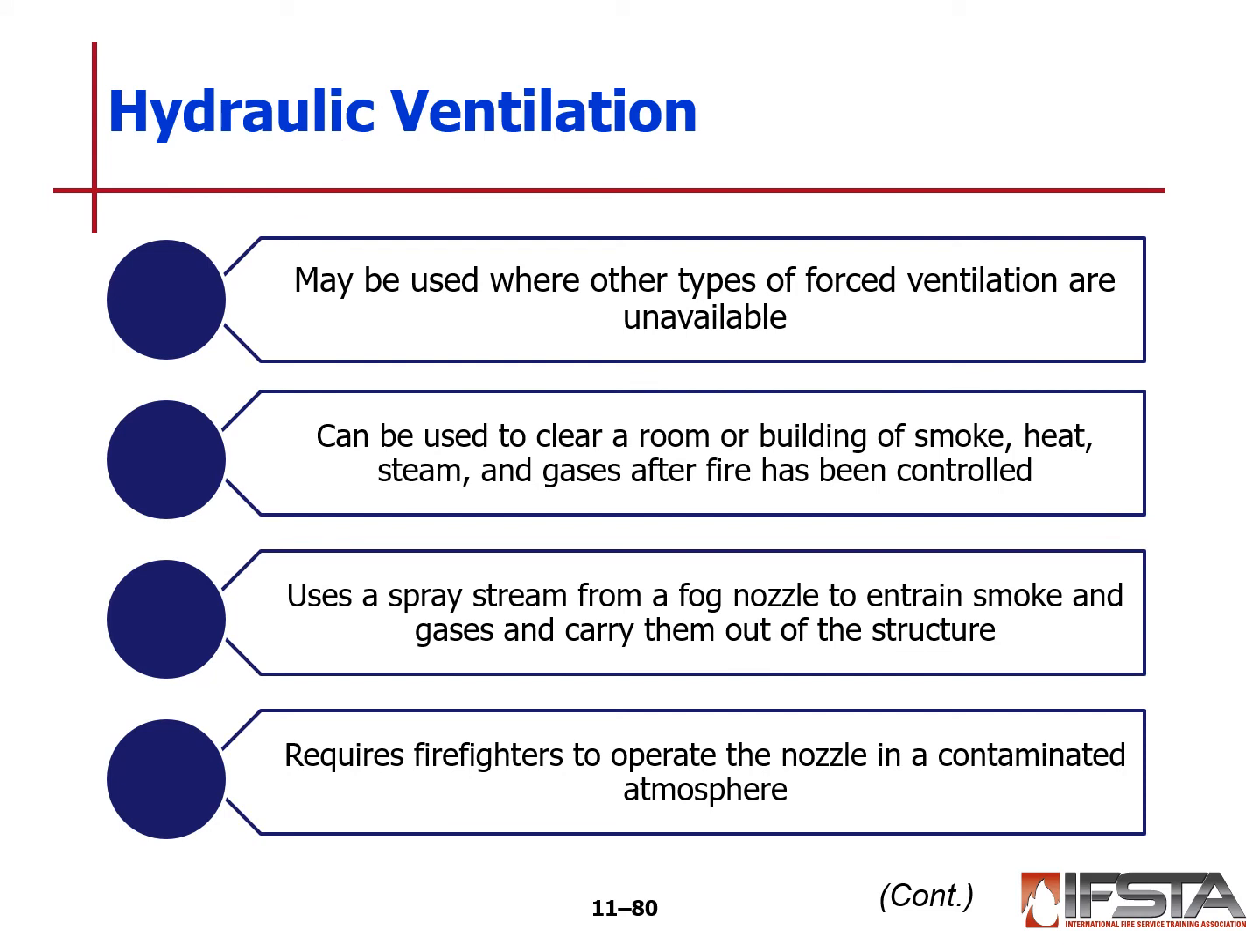Hydraulic ventilation may be used where other types of forced ventilation are unavailable to us. It can be used to clear a room or building of smoke, heat, steam, and gases after the fire has been controlled, and this is usually when we're doing it. Typically, we're doing it to clear a room. It uses a spray stream from the fog nozzle to entrain the smoke and gases and carry them out of the structure. Usually we'll do this close to a window or an opening, and we're spraying out. This requires firefighters to operate the nozzle in a contaminated atmosphere.